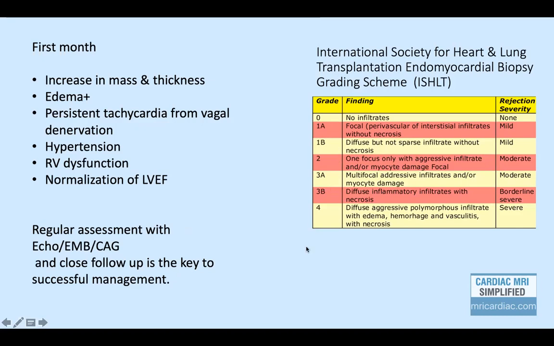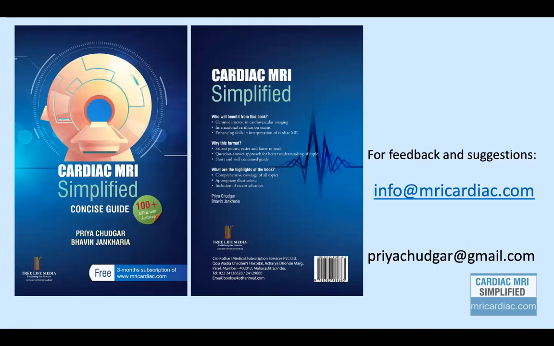This is the grading scheme of cardiac rejection severity. This is through the International Society of Heart and Lung Transplant endomyocardial biopsy grading scheme. Depending on the severity of the infiltrates, and the foci of infiltrates and myocyte damage, it is graded. It is important that these patients are regularly assessed and close follow-up is done. And this is how we can improve life expectancy in these patients.